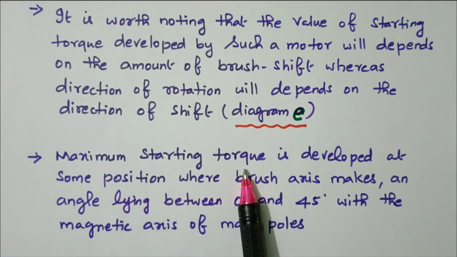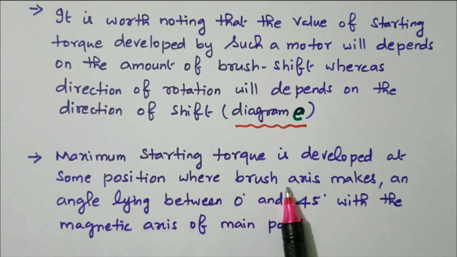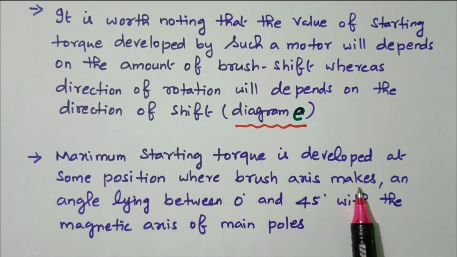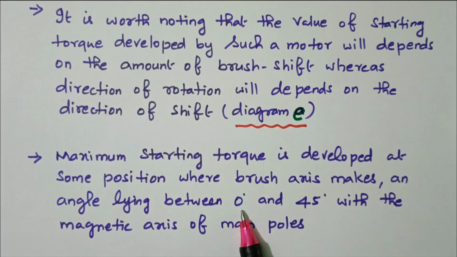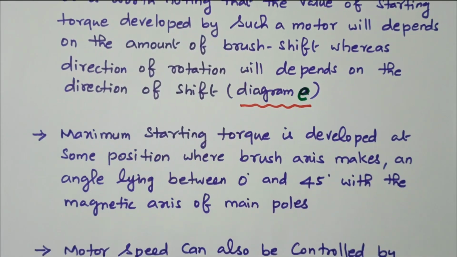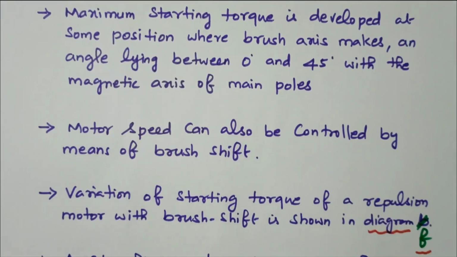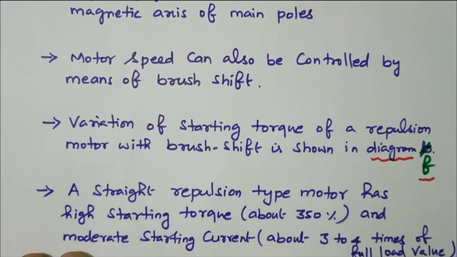Maximum starting torque is developed at some position where the brush axis makes an angle lying within 0 to 45 degrees with the magnetic axis of the main pole. At 0 degree itself, some torque is available, thereafter it increases and reaches the maximum value, then decreases. So between 0 to 45, we are getting the maximum torque value that we referred to in the diagram. Now we'll see further detail.